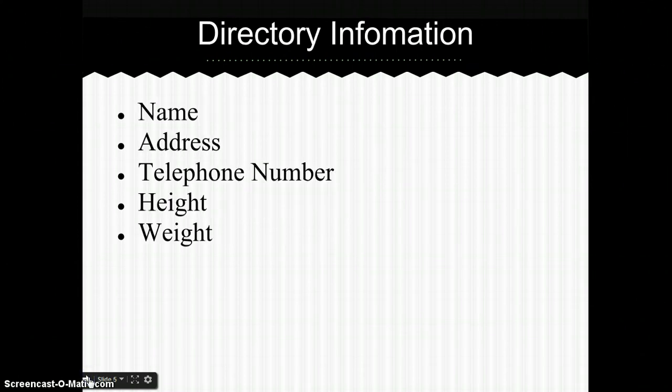Another thing you need to understand is what directory information is. This is information that can be made public. They gave the example a couple of times, things that you might find in a yearbook or a sports program. Things such as name and address and telephone number, height, weight. Those are the kinds of things that can be made public without having to worry about the legal ramifications that may come from it.